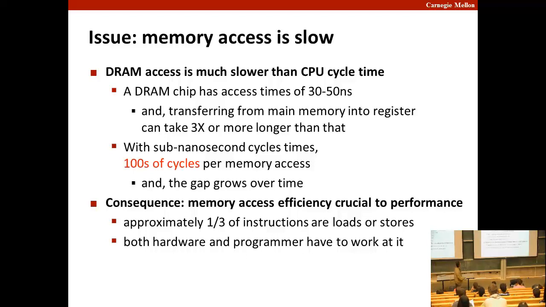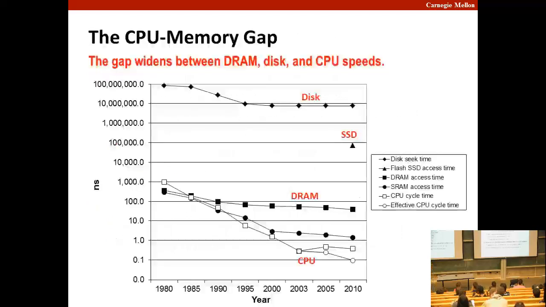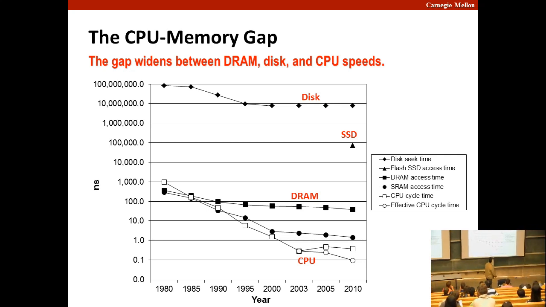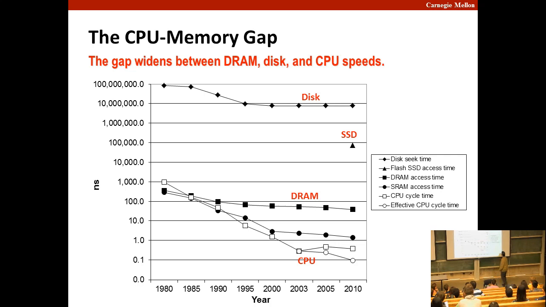So the performance of the memory hierarchy is critically important. Approximately 1/3 of instructions are loads or stores. Here's a little picture showing the gap: DRAM, SRAM, CPU.